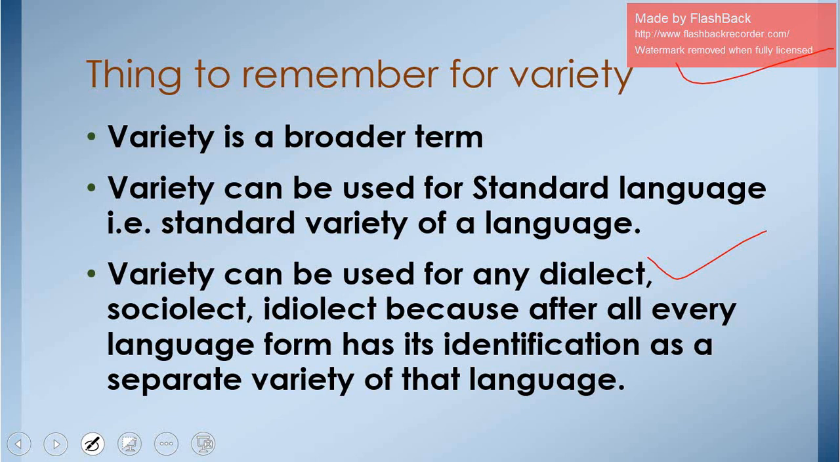Sociolect: the upper class would speak differently, the lower class will have different structures. Idiolect is the personal way in which we use language. For example, your father will speak differently and you speak differently. This is the variety by which you are distinguished, because after all, every language form has its identification as a separate variety of that language. So every variety will again be distinguished as a dialect, sociolect, and so on. Variety is a broader term.